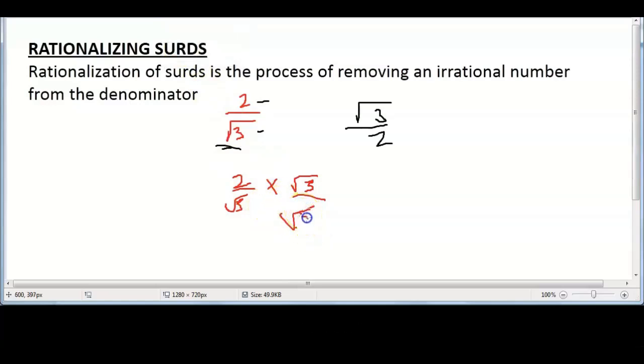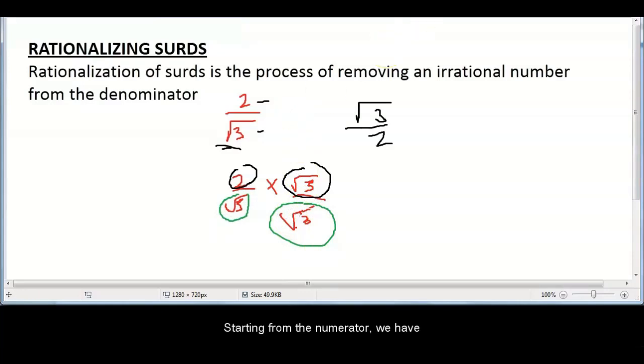Root 3 over root 3. The numerator times root 3, the denominator times root 3. So starting from the numerator, we have 2 times root 3, which is the same thing as 2 root 3.